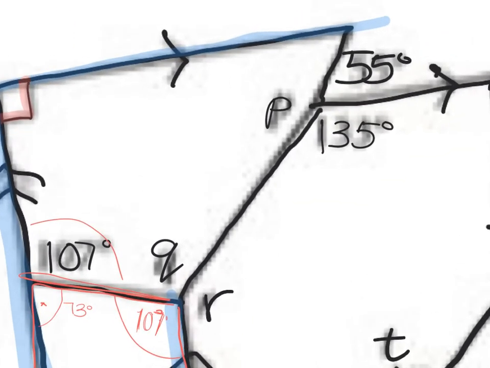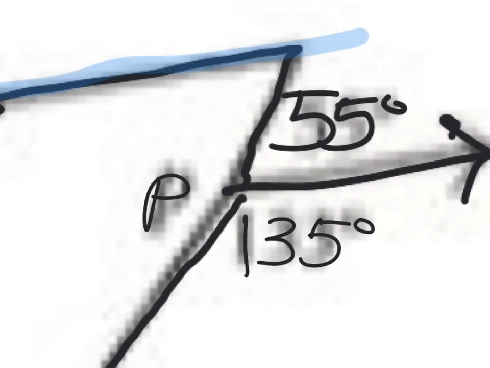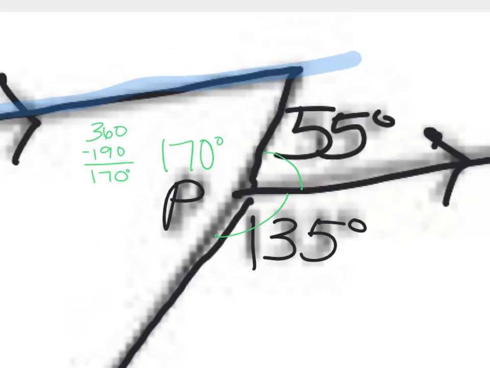If we go back and look at P then, I know there's 360 degrees in a circle. I've got 55 and 135 accounted for. So I've used up 190 degrees. 360 minus 190 is the same as 360 minus 200 and then adding 10 back. Okay, so 360 minus 200 would be 160, plus 10 more is 170. So P will be 170 degrees.